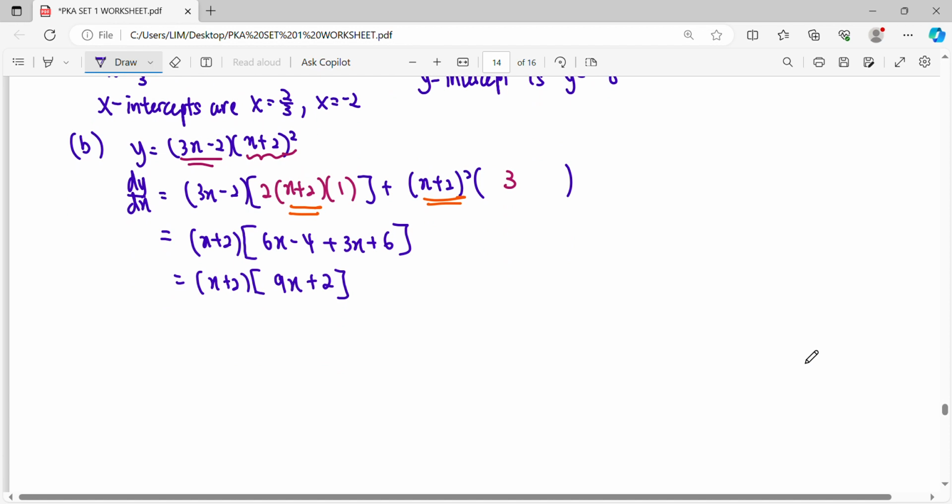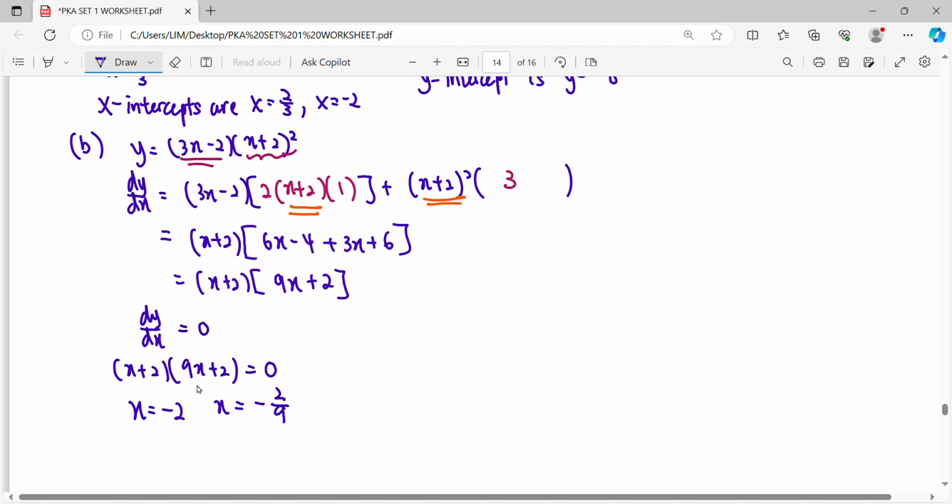To get the critical point, we have to let dy/dx equal 0, which is (x plus 2)(9x plus 2) equals 0. So they are in factor form. From here you can get the critical number directly: x equals negative 2. Another critical number is negative 2 over 9.